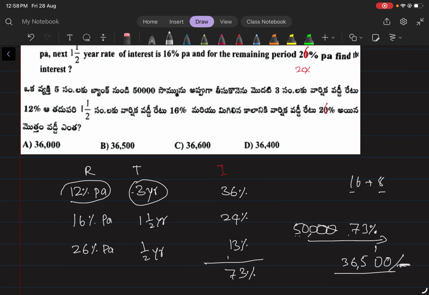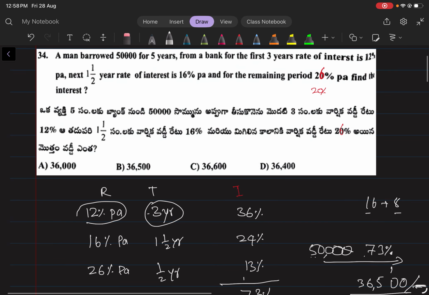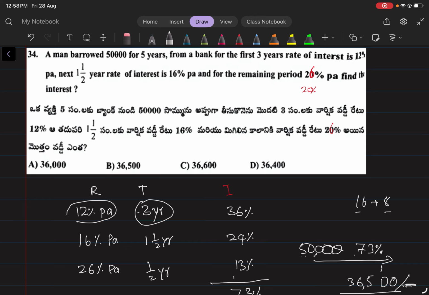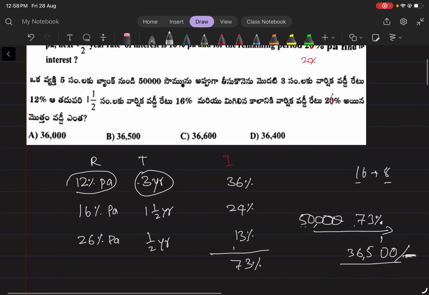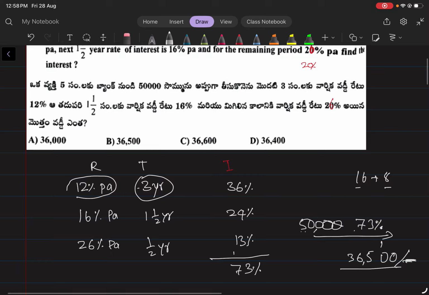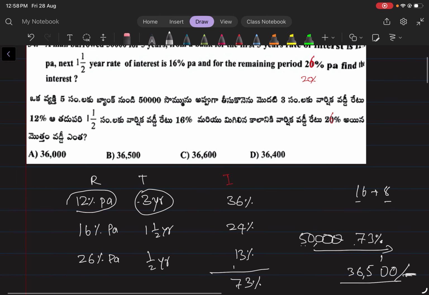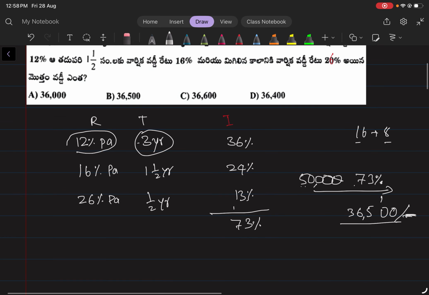In this question, what is happening? For different time periods, different interest rates are there. So if it is simple interest, we will calculate like this. Understood? Yes. See one more question.